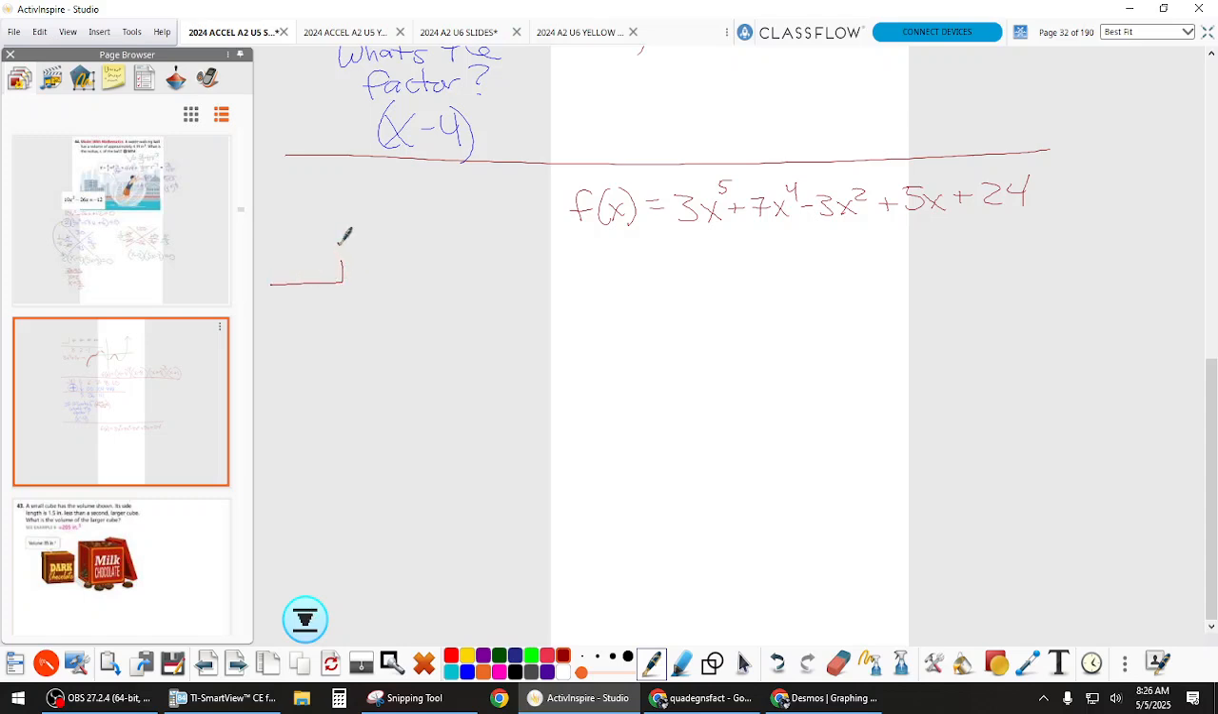What am I writing? 3, 7, negative 3, 5. You skipped something. Yeah. Don't forget it though, because if you did, it would really throw you off.